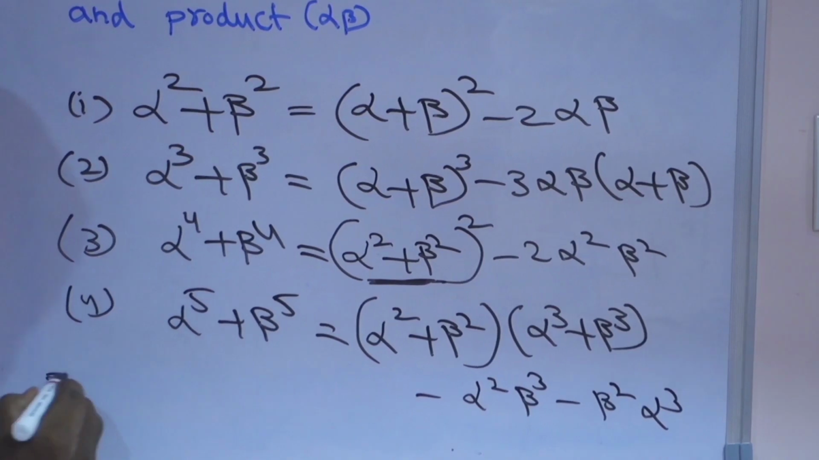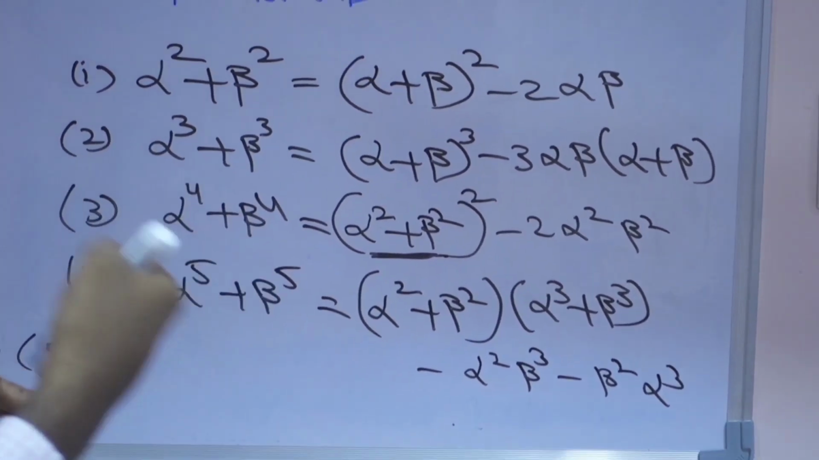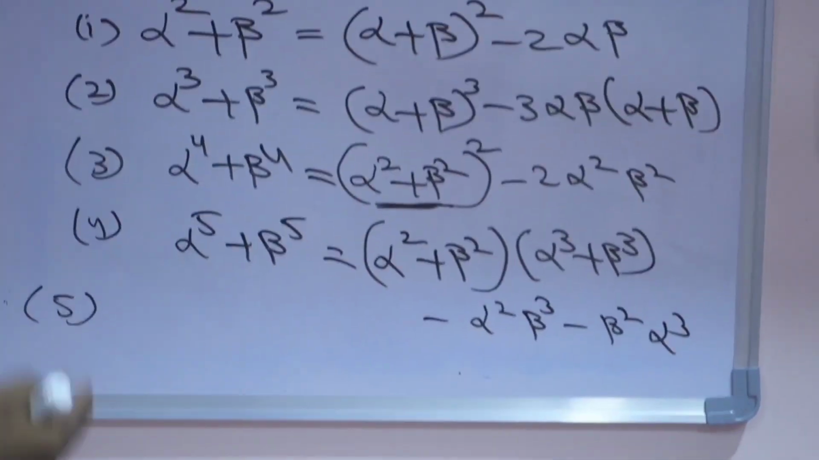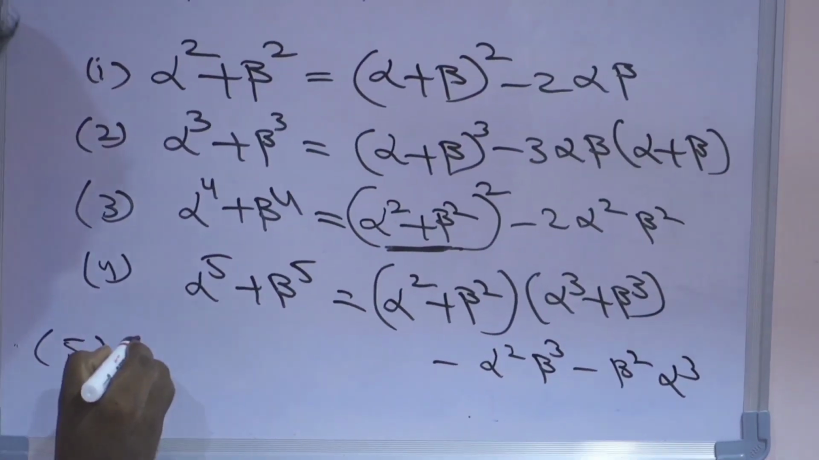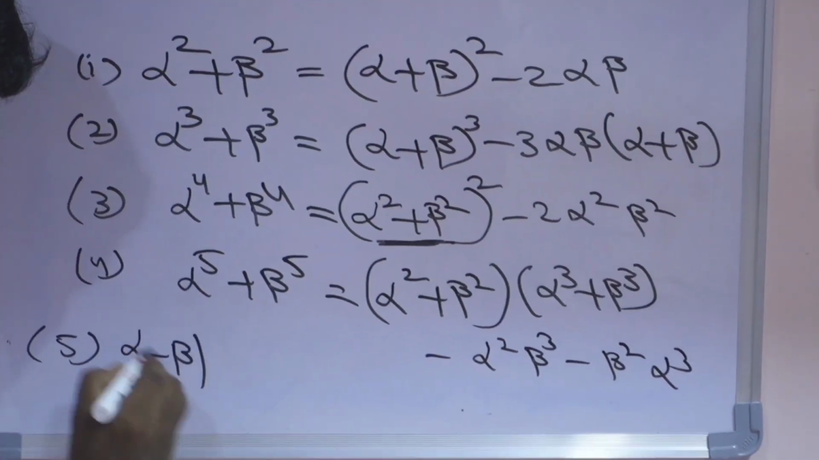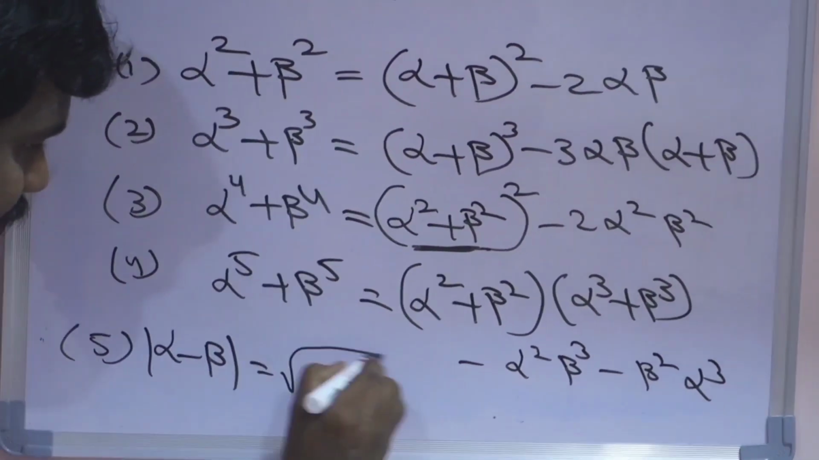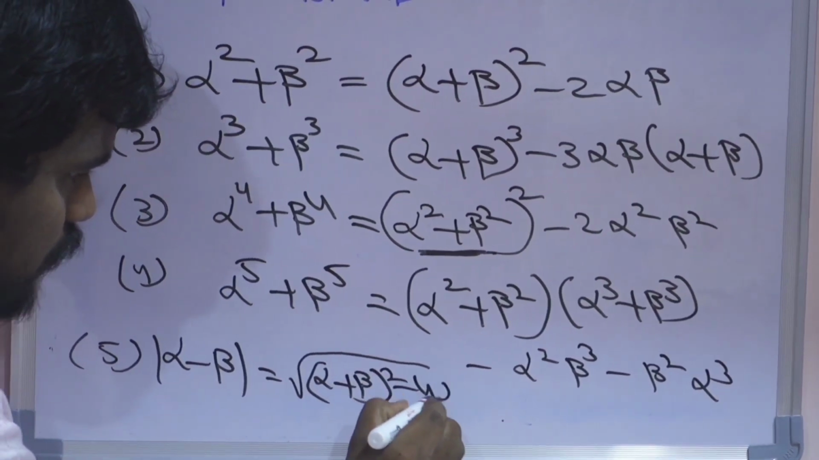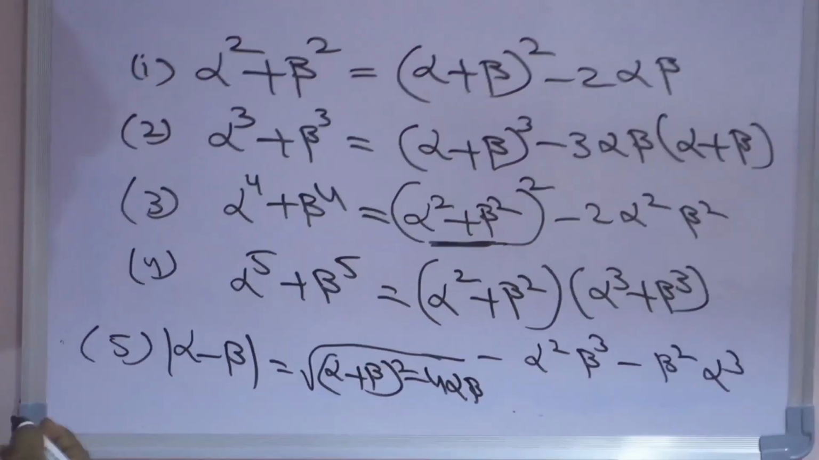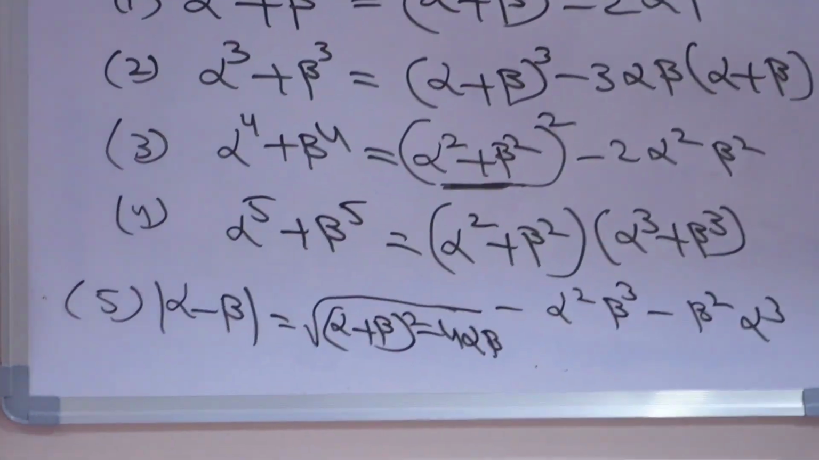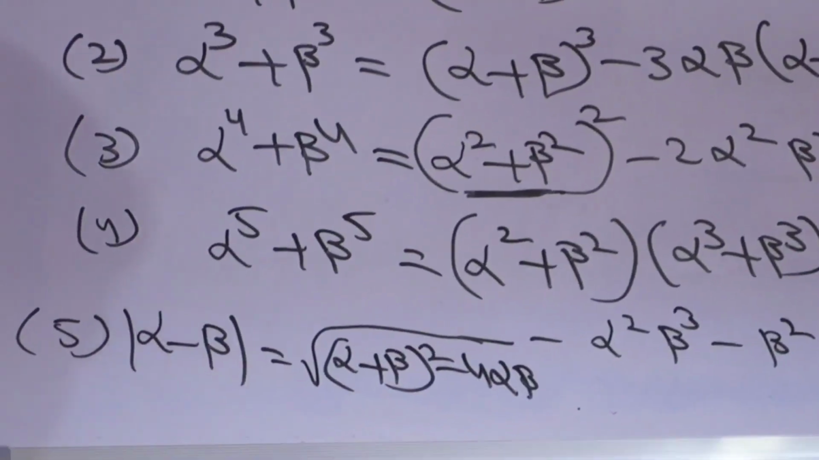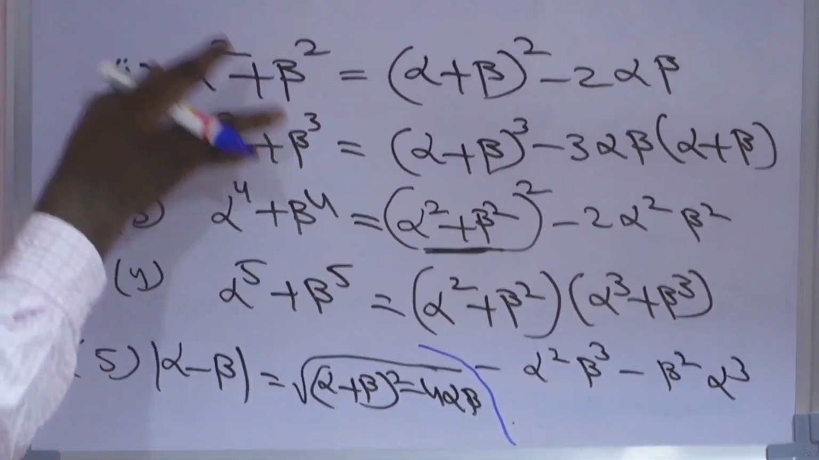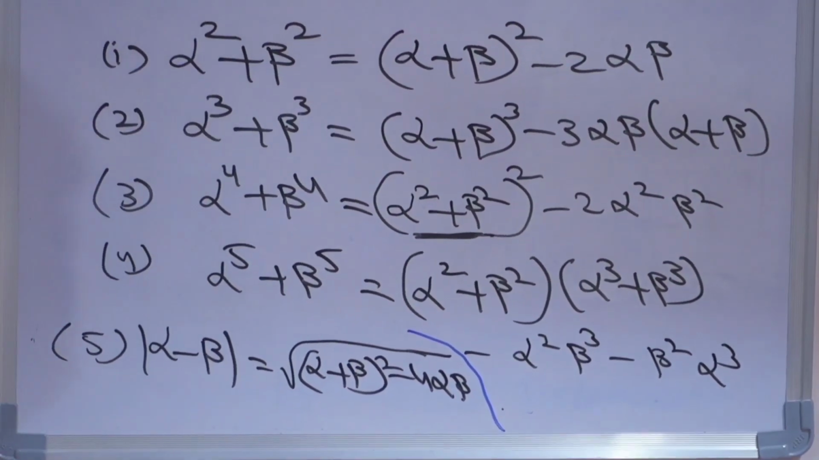And finally, many methods are there. Alpha 6 plus beta 6 can be written as alpha cube plus beta cube whole square minus 2 into alpha cube beta cube. And mod of alpha minus beta can be written as alpha plus beta whole square minus 4 alpha beta. So these are the forms here. Alpha square beta square and alpha cube beta cube, these are the symmetric functions. Next we will go for nature of the roots.